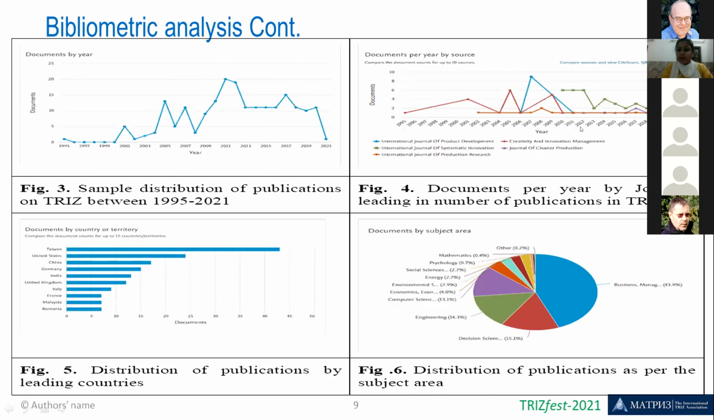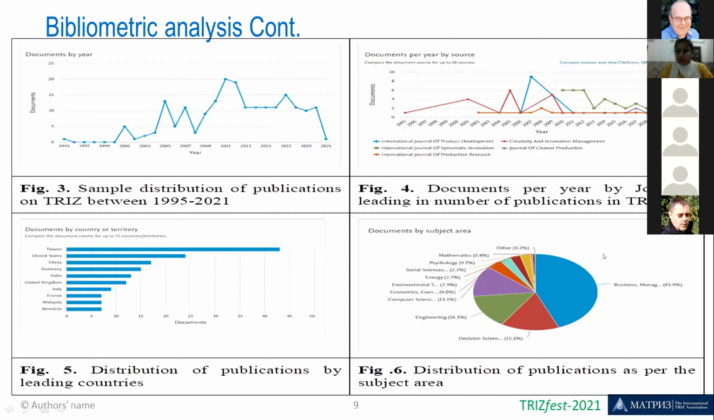And here are the documents per year by journals leading in number of publications in TRIZ. Next is the distribution of publications by leading countries. Here Taiwan is leading, then US, then China, then Germany, and then India, then UK, Italy, France, Malaysia, Romania.